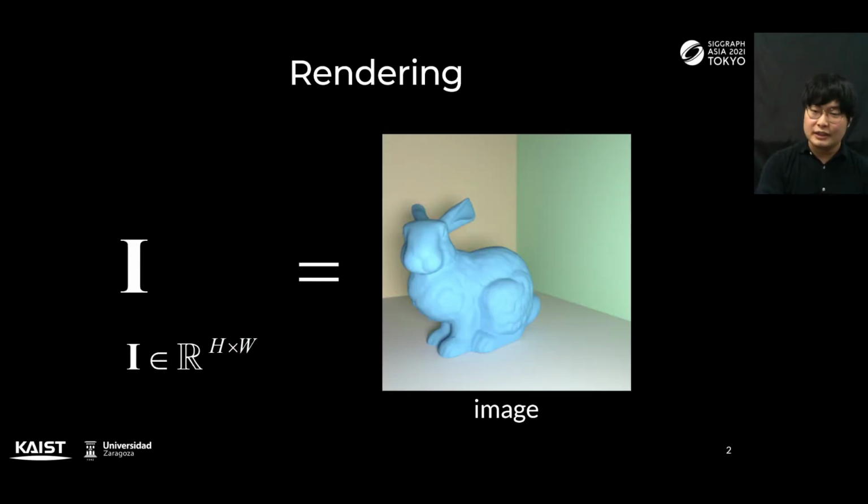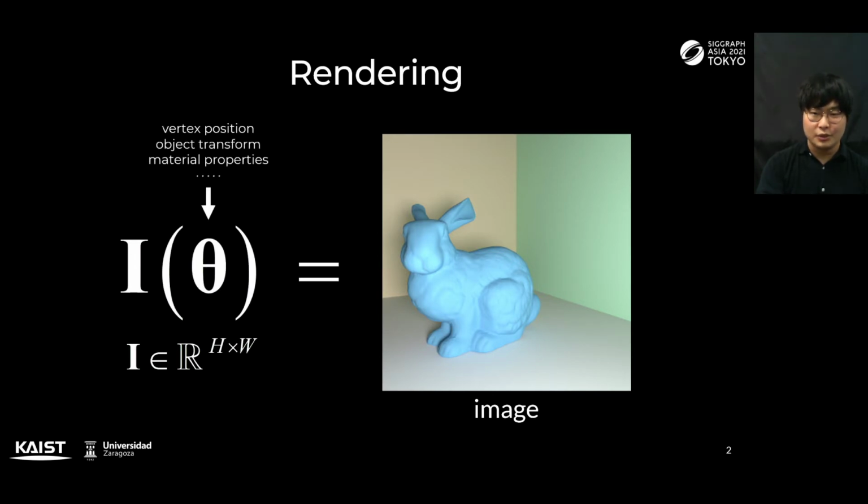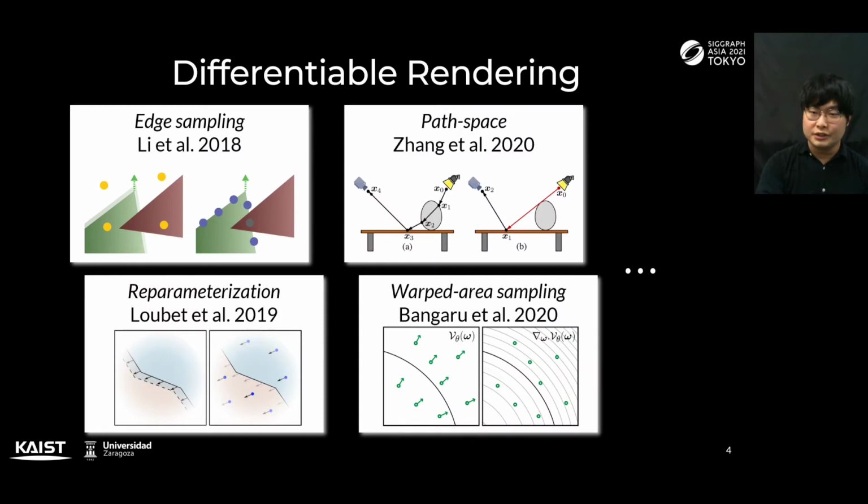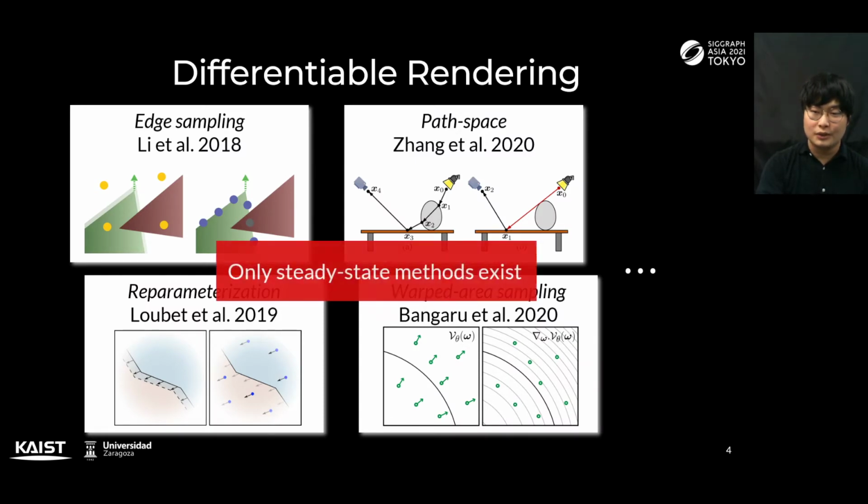Rendering simulates light transport as a 2D image. This rendered image can be considered as a function of scene parameters, which can indicate any numeric values describing the scene. Differentiable rendering allows us to compute derivative images of the image with respect to scene parameters. In recent years, many works have investigated how to compute derivative images. However, all these works assume steady-state light transport where the speed of light is infinite.